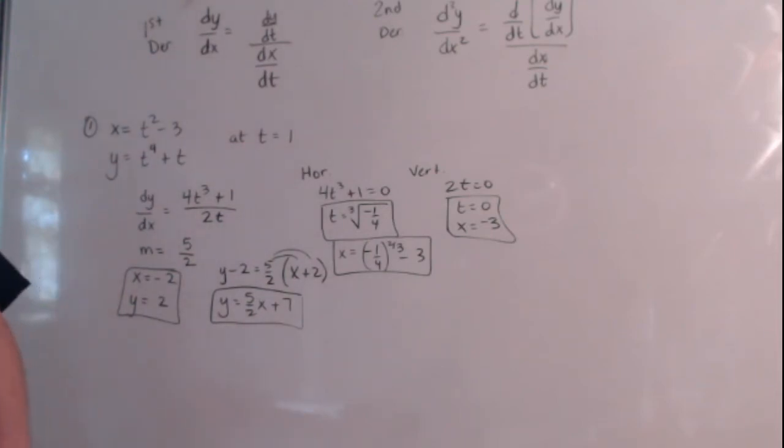So the next part says, determine the intervals for which the parametric functions given are increasing and decreasing and concave up and concave down.